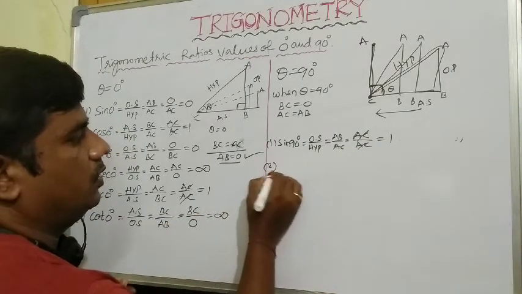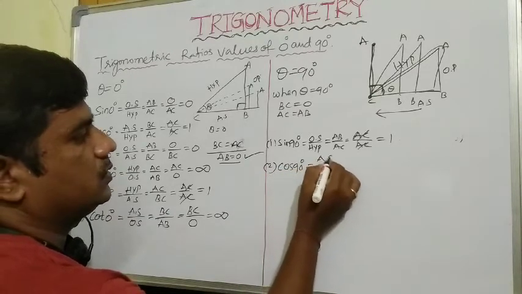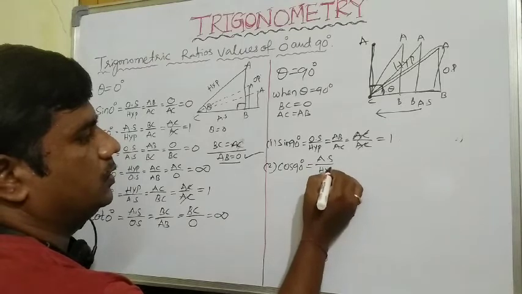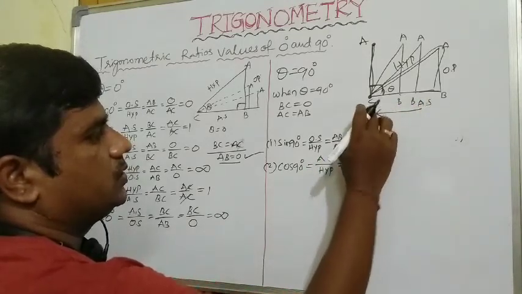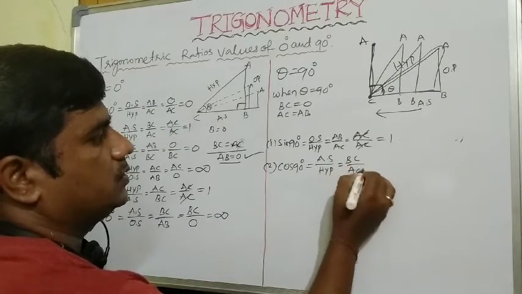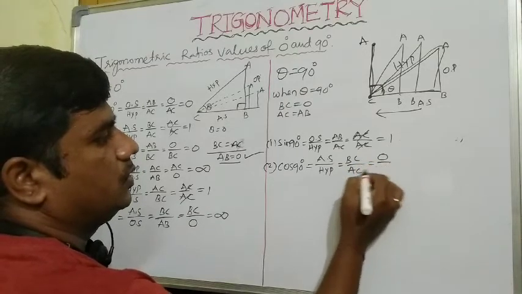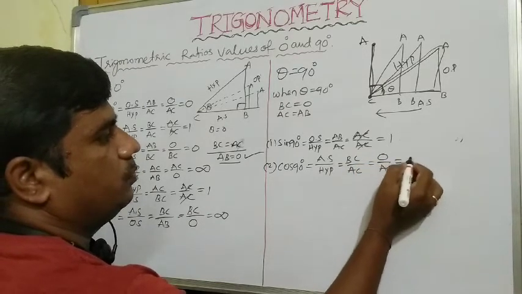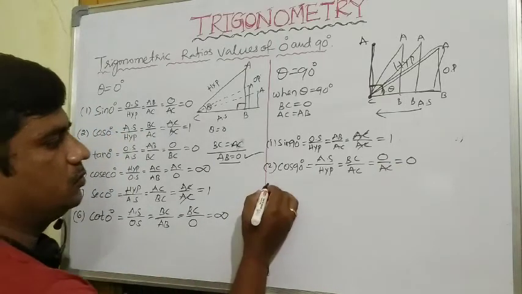Next, second one, cos 90. The ratio of the adjacent side to the hypotenuse. Here the adjacent side length is BC, so BC by hypotenuse AC. But the adjacent side BC value is 0, so 0 by AC. But 0 by something is equal to 0. So that's why cos 90 value is 0.